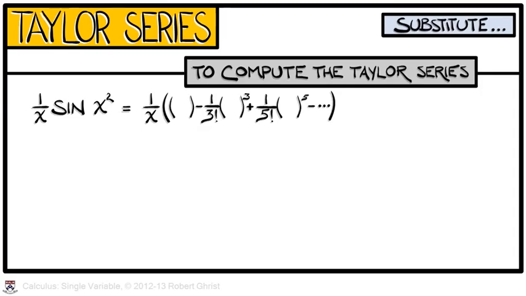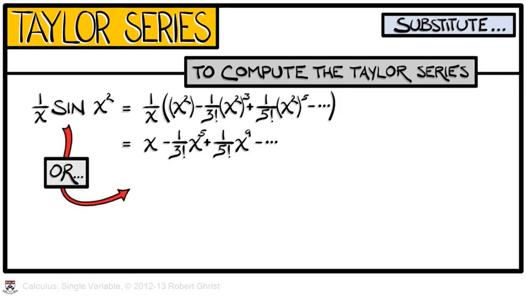If instead of using sine of x, we use sine of x squared, plugging x squared into the Taylor series for sine of x, and then multiplying that by 1 over x, well, we obtain something that is going to work. A little bit of simplification gives x minus x to the 5th over 3 factorial plus x to the 9th over 5 factorial, etc.